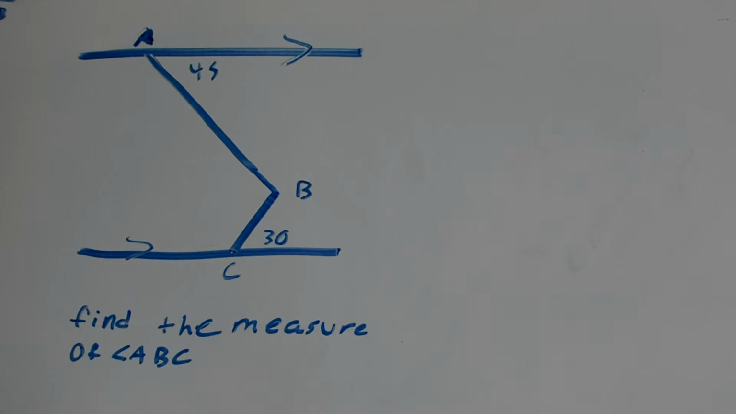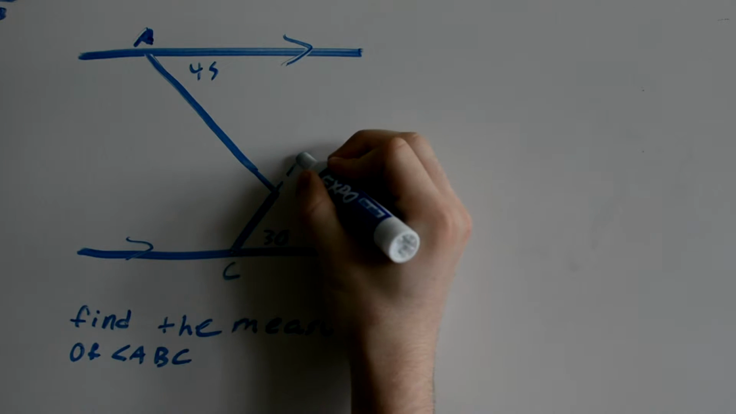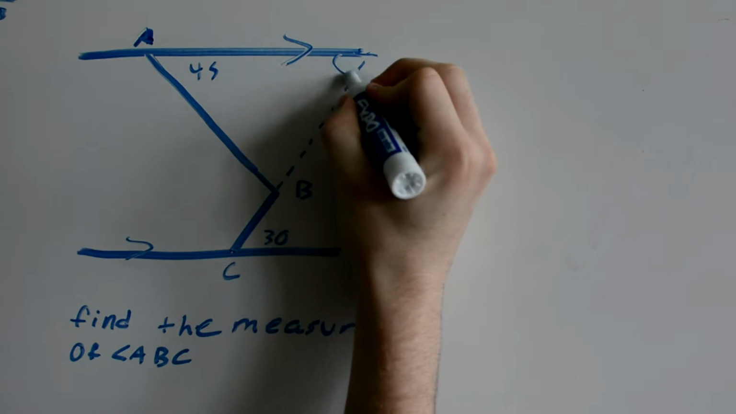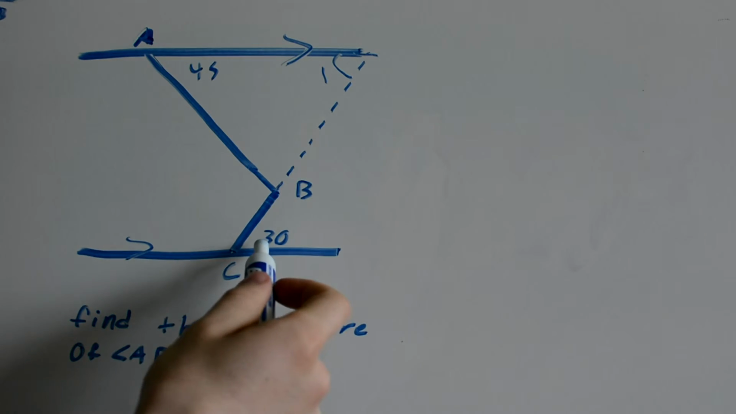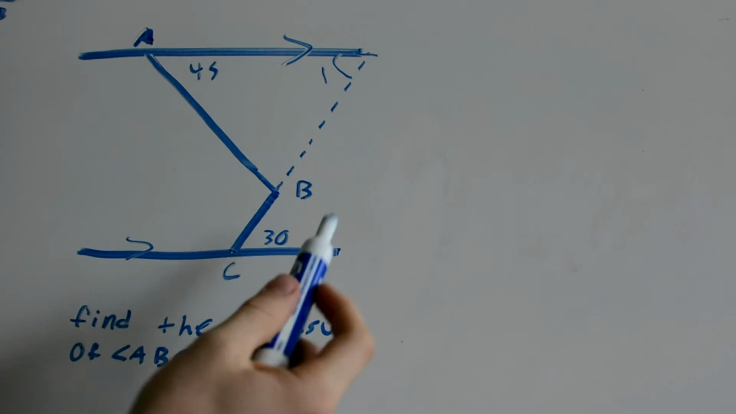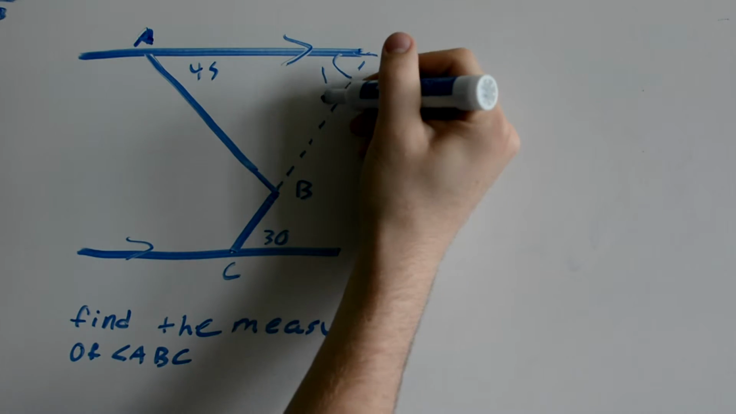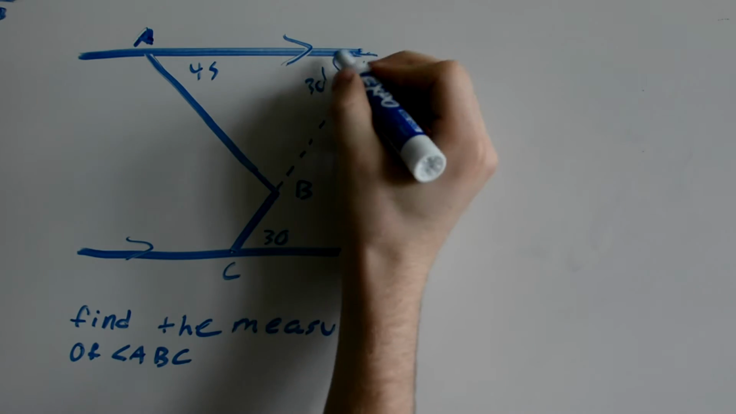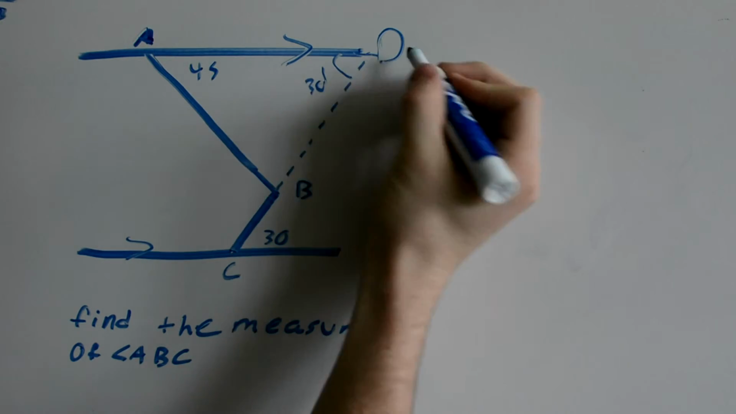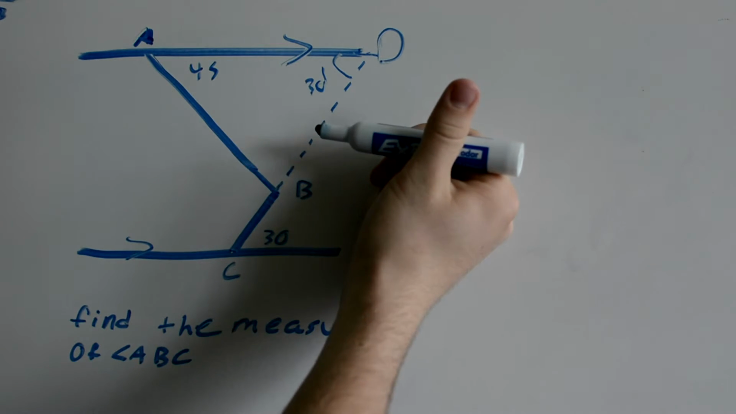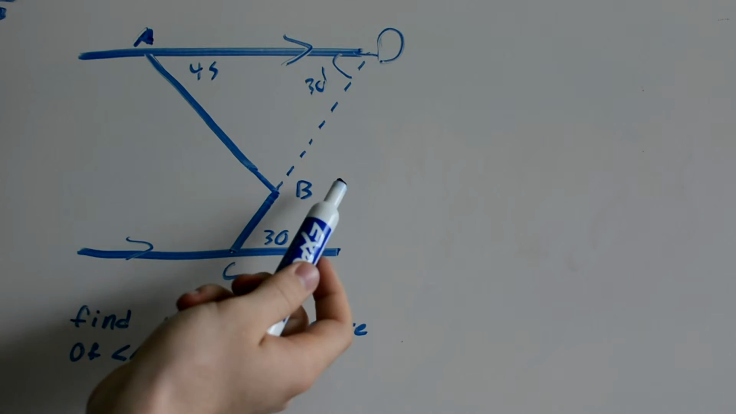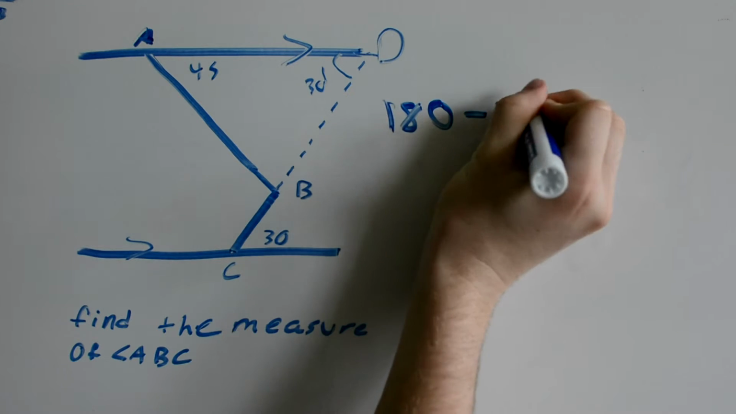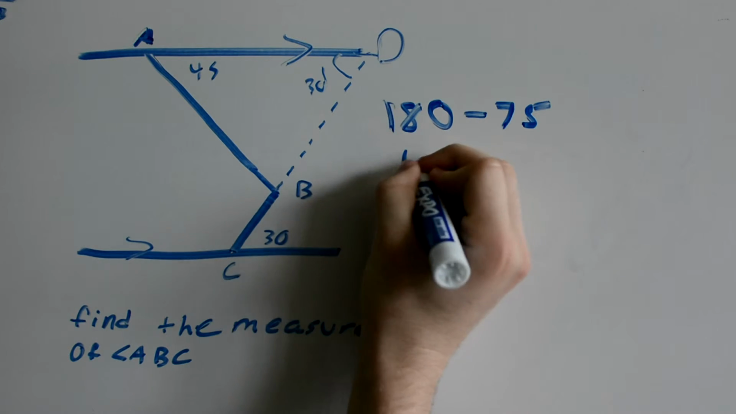Okay, so what I do first here is I draw an imaginary line right here. And so if this is angle 1, and this angle here, which is 30, is congruent to this angle here, angle 1, since they're alternate interior angles, you know that this angle here is 30. And since then you have a triangle here, ABD, the angles in here have to add up to 180. So if one's 45 and the other's 30, you have 180 minus 75, or 105.